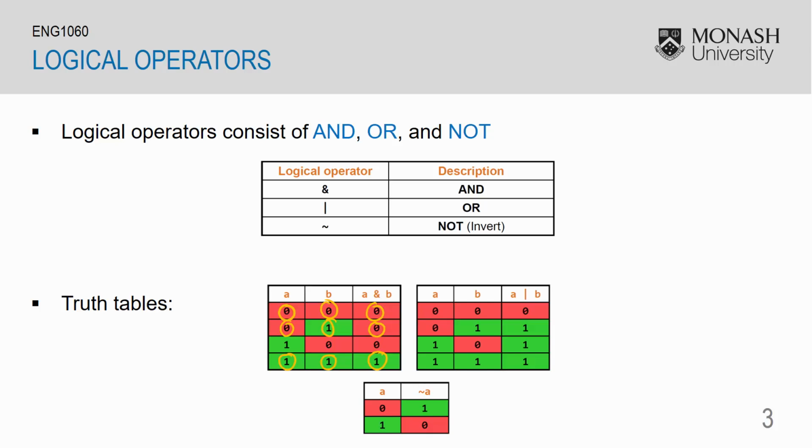This is in contrast to the OR truth tables. If A is false and B is false, then A or B is false. If one of A or B is true, then the result of A or B will also be true. The NOT operator will simply invert from true to false or false to true. Ensure that you understand and are able to create these truth tables.